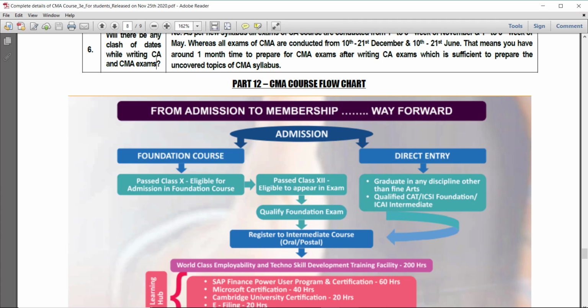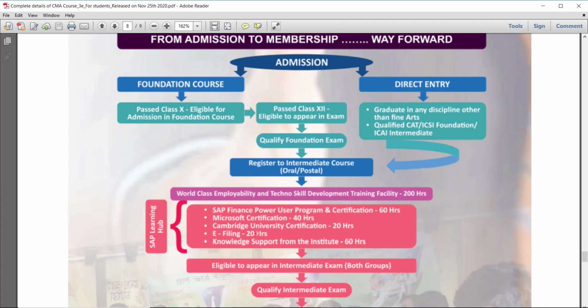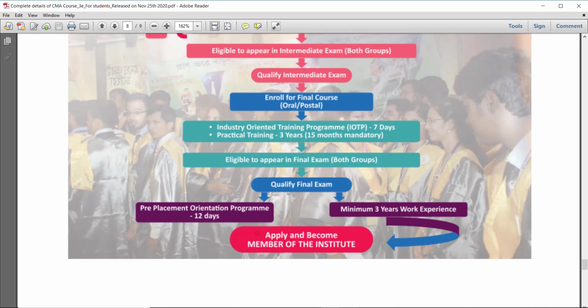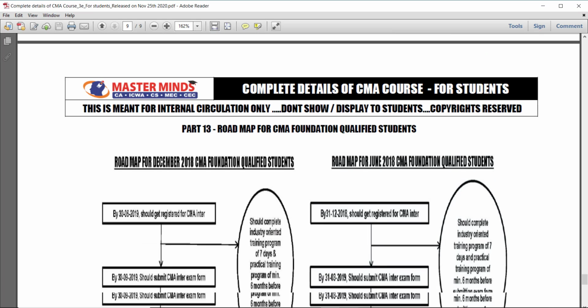This is the CMA course flowchart. We have presented it in a simple flowchart. This is the roadmap.